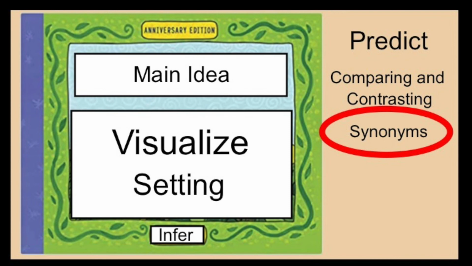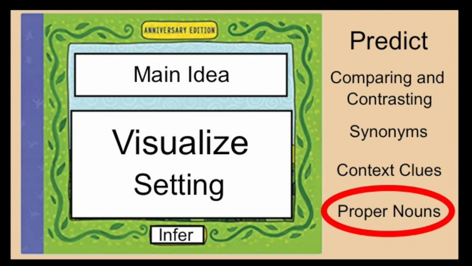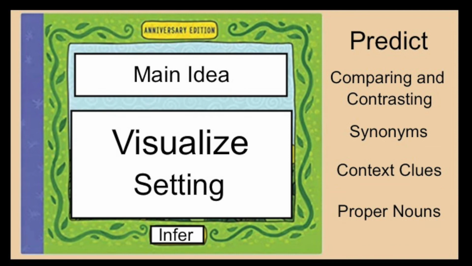We're going to look at synonyms, which are words that have more or less the same meaning as another word, because I think that will help us when we look at context clues, or parts of the sentence that help us understand words that we may not know. And finally, we're going to be looking at some proper nouns, more specifically names, and how they can be our friend when we're reading. So, ready or not, let's get started.